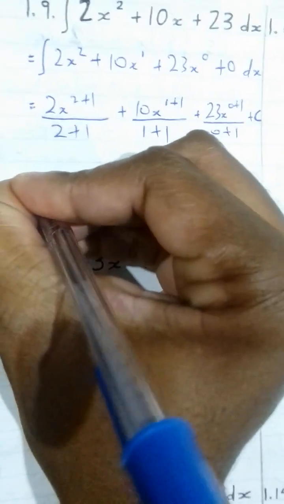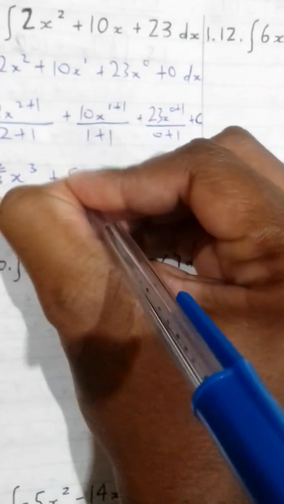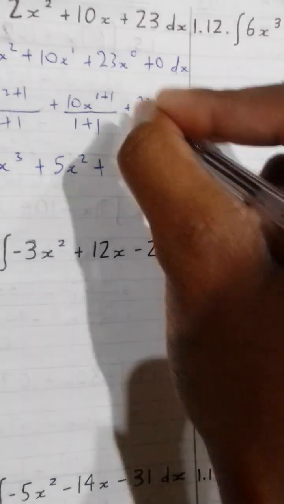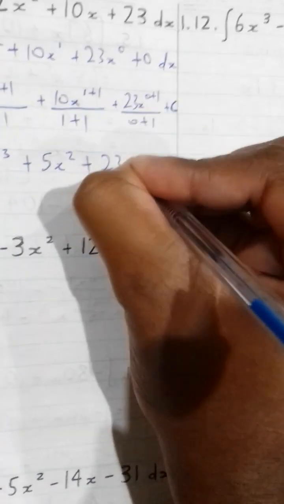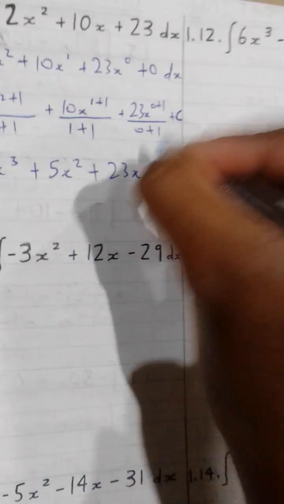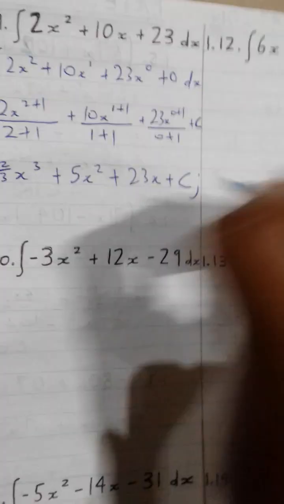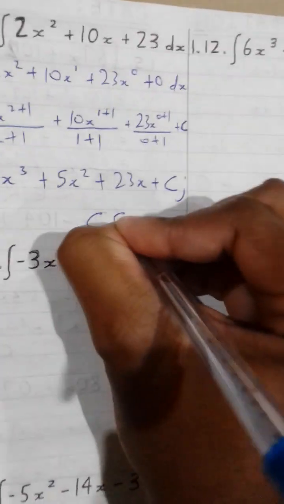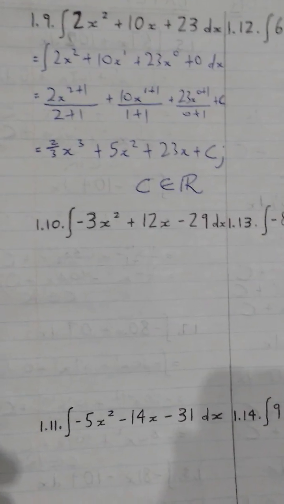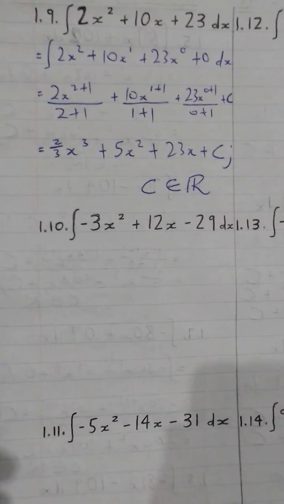So this is going to be 2 over 2 plus 1 is 2 over 3 x, 2 plus 1 is 3, plus 10 over 2, 5, x, 1 plus 1 is 2, plus 23 over 1 is 23, x, 0 plus 1 is 1, we don't write it down, plus c. Then you write that c is an element of real numbers. Okay, hope that is clear and I hope that makes sense.